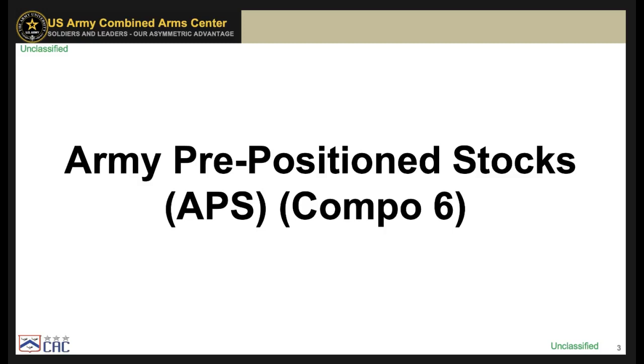So you got Compo 1, which is the active Army, Compo 2, the Army National Guard, Compo 3, the Army Reserve, Compo 4, unresourced unit equivalents, and, of course, Compo 6, that's Army pre-position stocks.